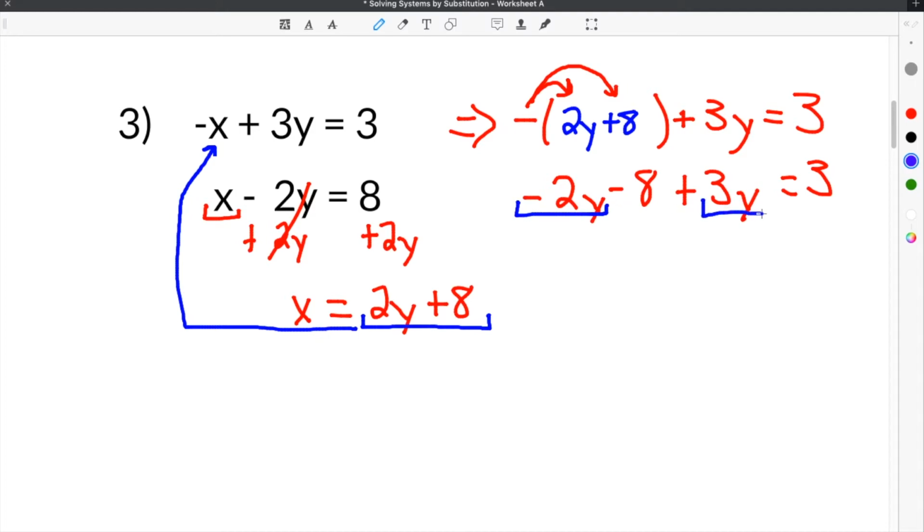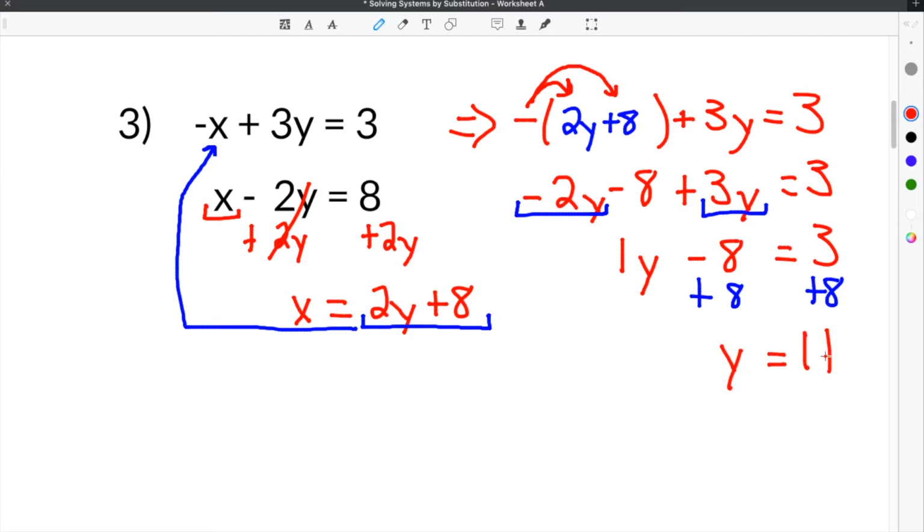So we're going to add these two together. Negative 2y plus 3y is 1y. You bring down your minus 8, and then you bring down your equals 3. Then we have to add 8 to both sides. You get 1y, or just y, equals 11. So now we know y is equal to 11.